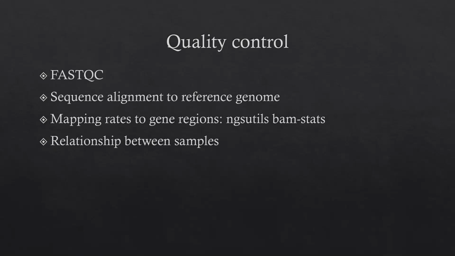The second one is after we align the sequence to the reference genome, there is a file showing the percentage of sequences that can be aligned to the reference genome. Another mapping file we generated is the mapping rate to the gene region. Because this is a messenger RNA sequence, we expect the majority of reads to be mapped to the gene region. And here, my core used NGS-utils with BAM stats to generate this profile.